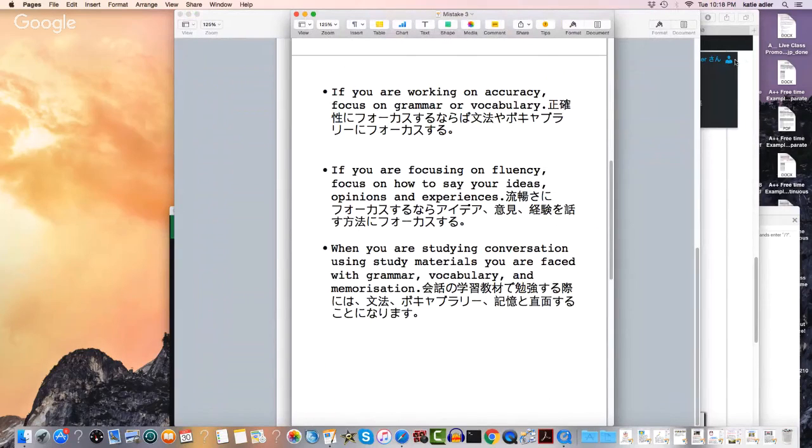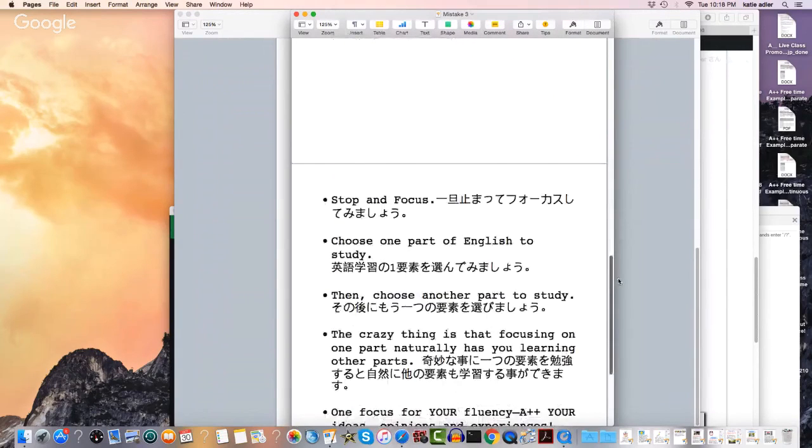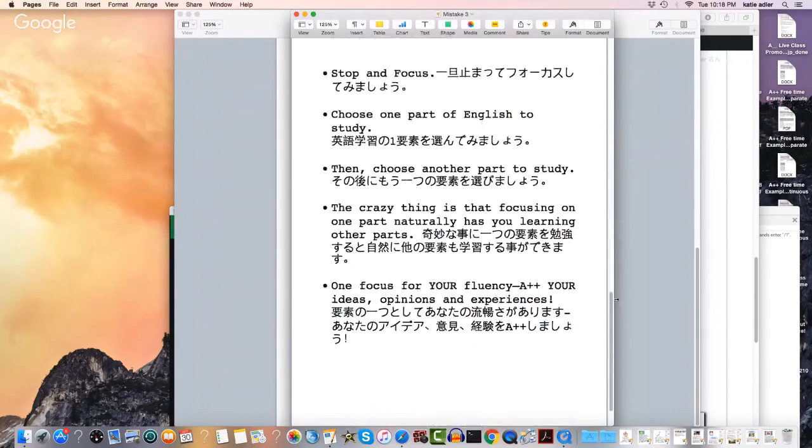Answer plus plus. When you are studying conversation, using study materials, you are faced with grammar, vocabulary, and memorization. Stop and focus. Choose one part of English to study, then choose another part to study. The crazy thing is that focusing on one part naturally has you learning other parts. One focus for your fluency. Answer plus plus your ideas, opinions, and experiences.